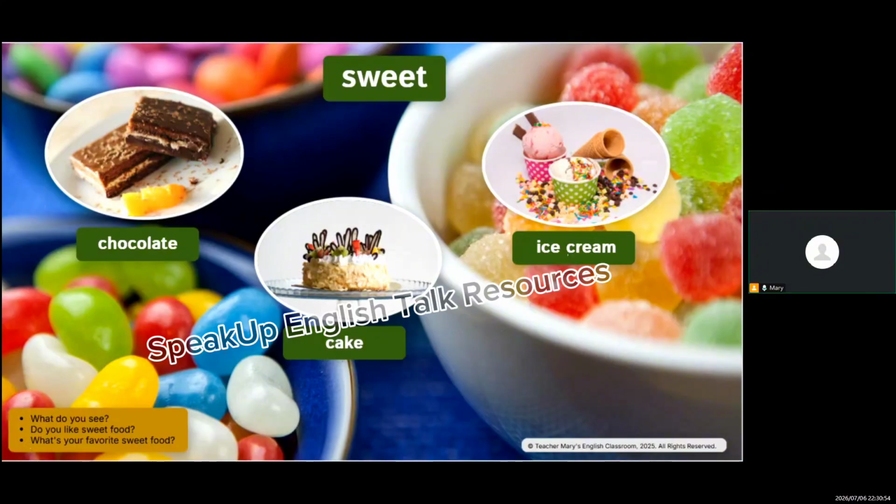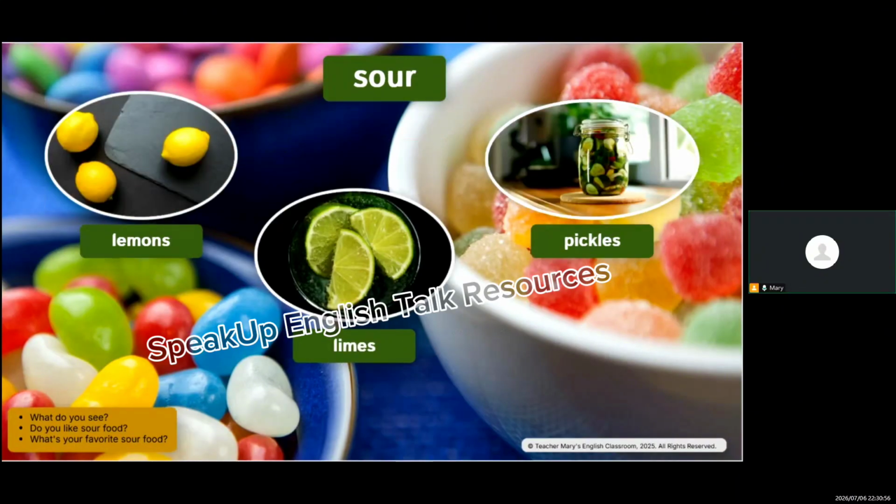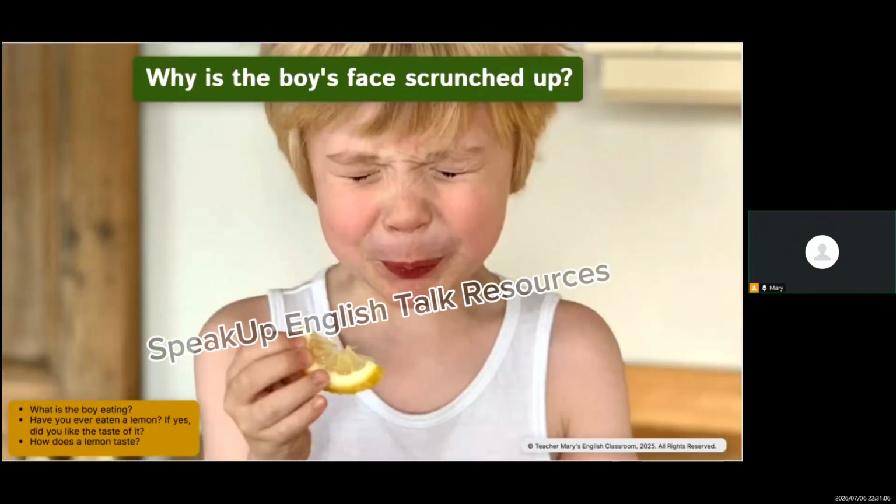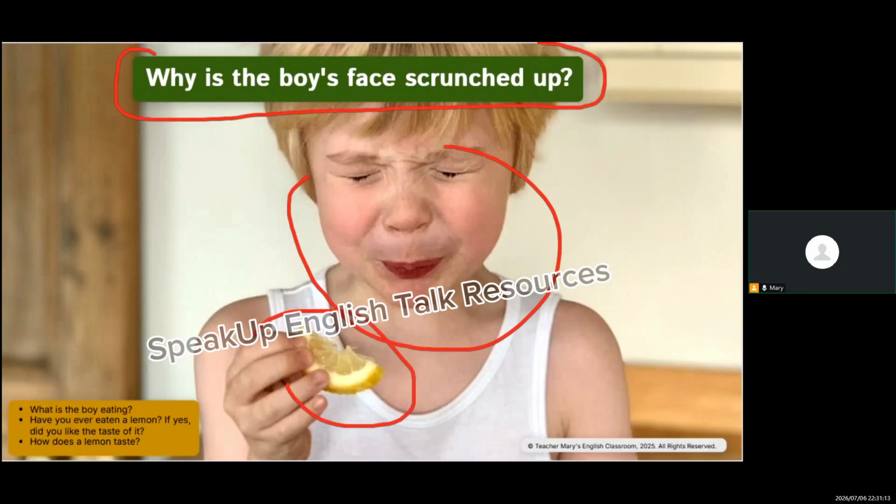Next, I have another word, sour, and I have all these sour foods, and question prompts to go along with it. After that, I have this boy. Look at his face. He's holding a lemon, and you can get the student to read this and teach "scrunched up." What does it mean to be scrunched up? A picture tells 1,000 words. Look at the boy's face. And here, follow the question prompts one more time.